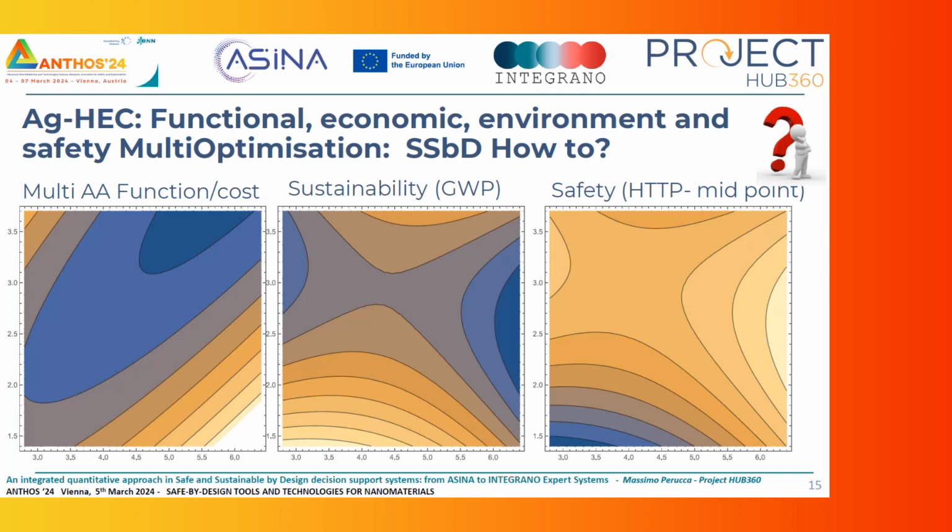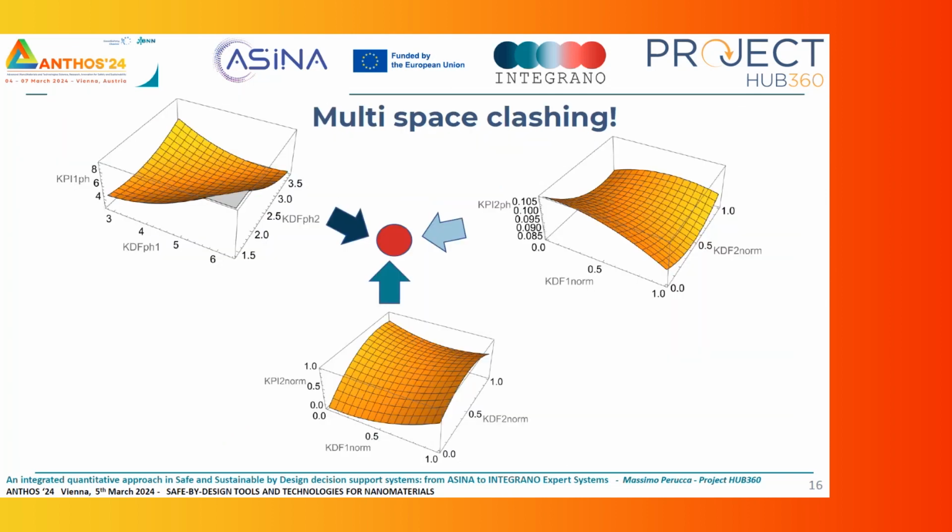So you see that the responses are not aligned. There are conflicts where I have a very high functionality here, yet quite low safety parameter here. So how to decide? Let's clash these multispaces into one thing, which keeps all the information.